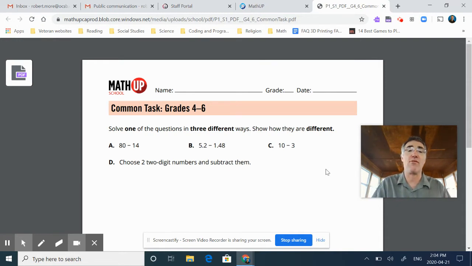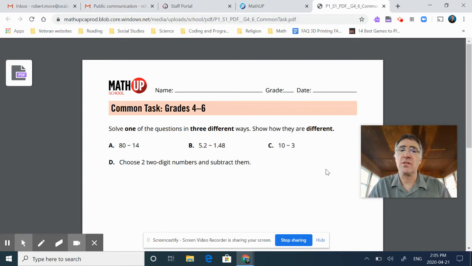Obviously, if we look at these 4, the 10 minus 3 is probably the simplest one. The B, 5.2 minus 1.48, to be able to show that in different ways is probably going to be the most challenging one. So we're going to pick one kind of in the middle.